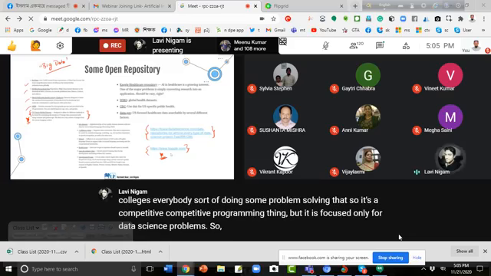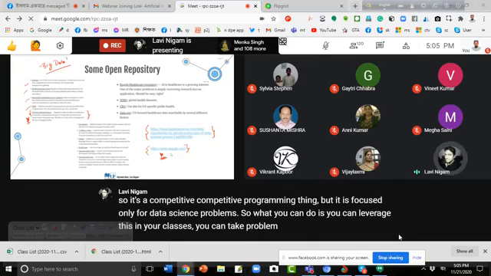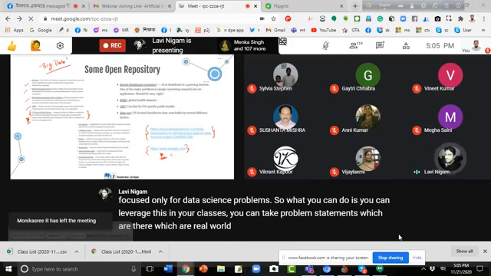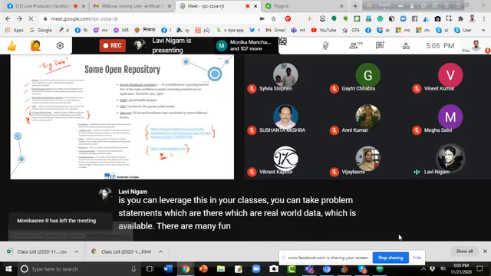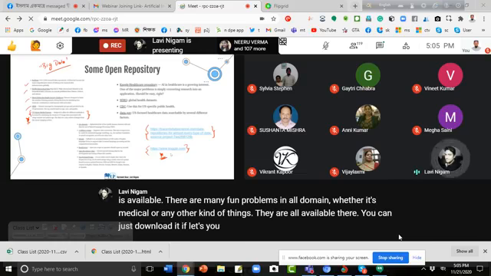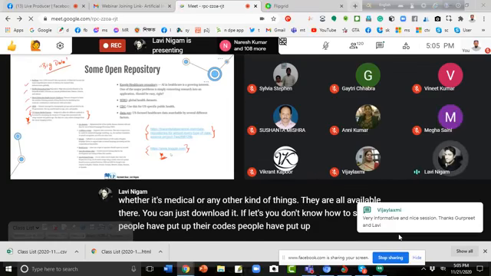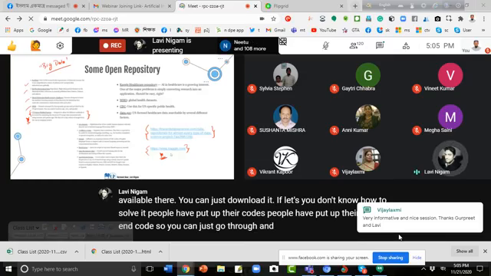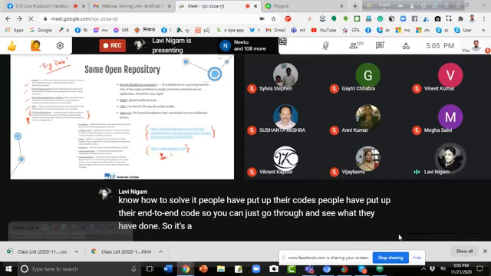So what you can do is you can leverage this in your classes. You can take problem statements which are there, real world data which is available there. There are many fun problems in all domains, whether it's medical or any other kind of things. They are all available there. You can just download it. If let's say you don't know how to solve it, people have put up their end-to-end code, so you can just go through and see what they have done. So it's a complete open platform. It's a wealth of knowledge.